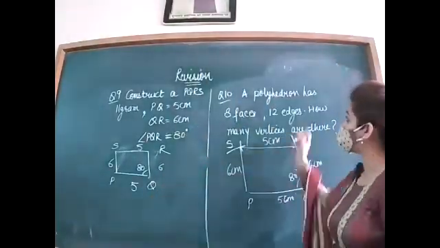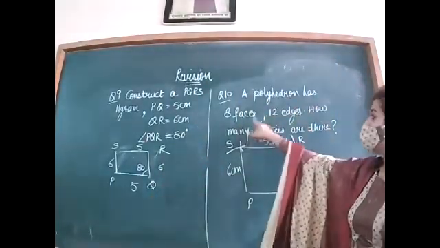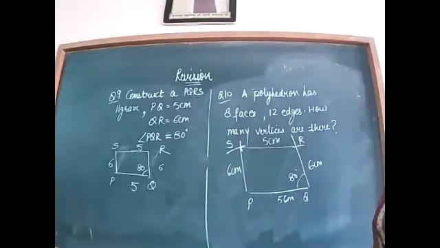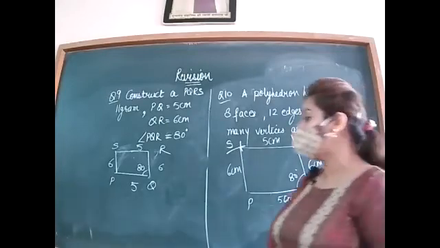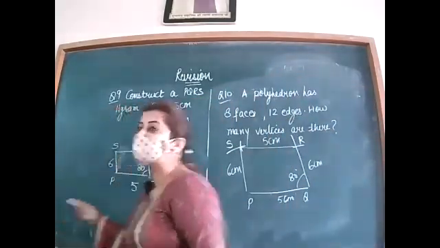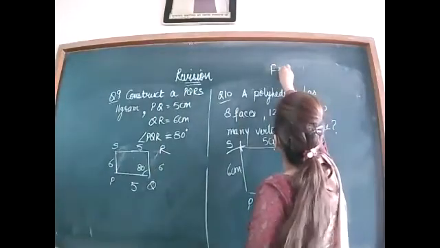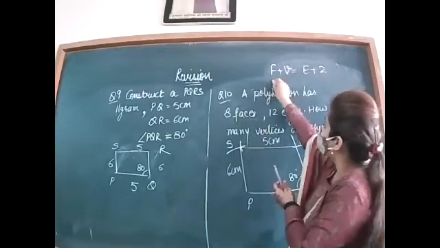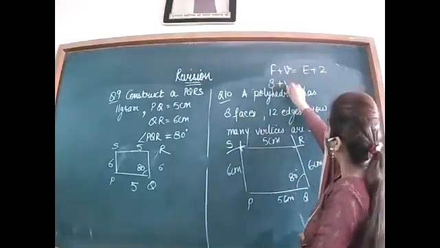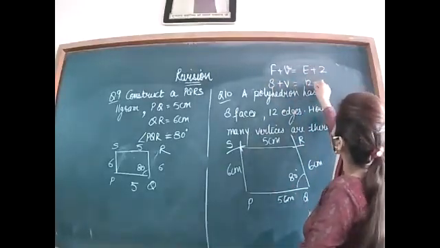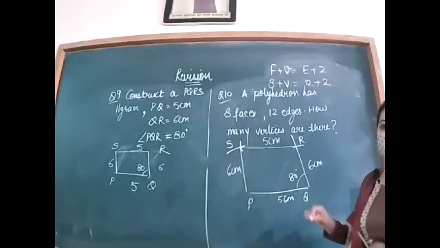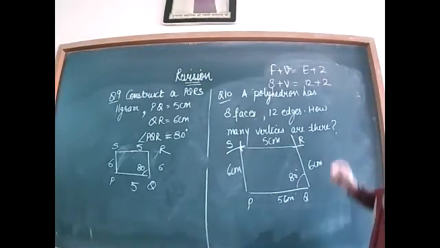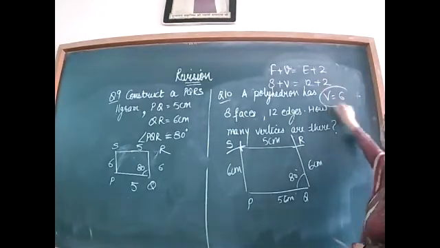Yes, in the next question, a polyhedron has 8 faces, 12 edges. How many vertices are there? For the polyhedron, you will use Euler's formula, that is F plus V is equal to E plus 2. Now, 8 faces are given, vertices you have to find, edges are 12, and this 2 is given in the formula. Solve this, and from here what you will get? Vertices you will get as 6.